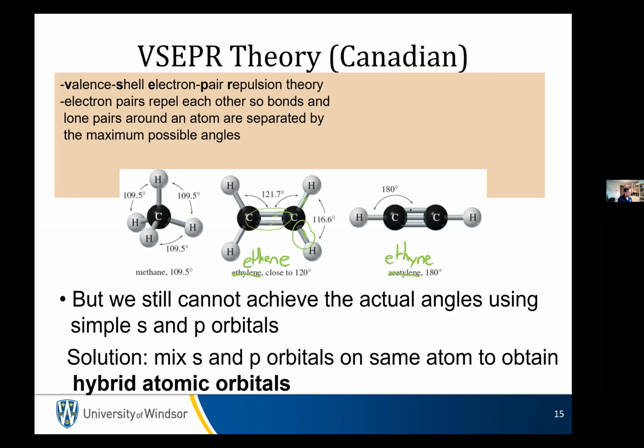Ethyne, of course, follows much simpler rules. There's 2 things attached to the carbon. There's a hydrogen and there's another carbon. And those guys want to get as far away from each other as possible. And since there's only 2, they can be opposite to each other and 180 degrees.